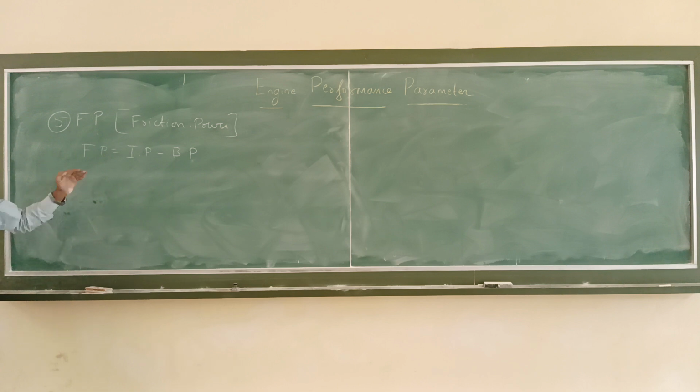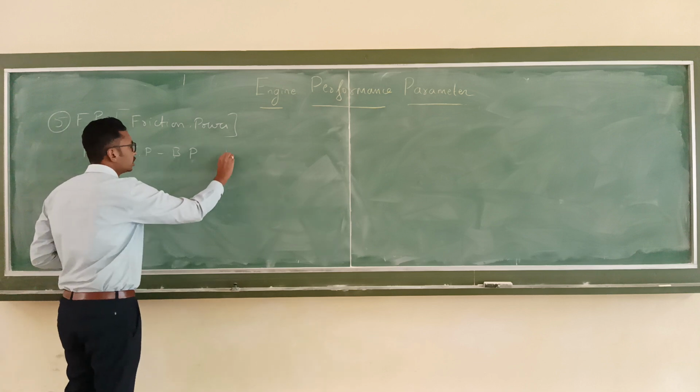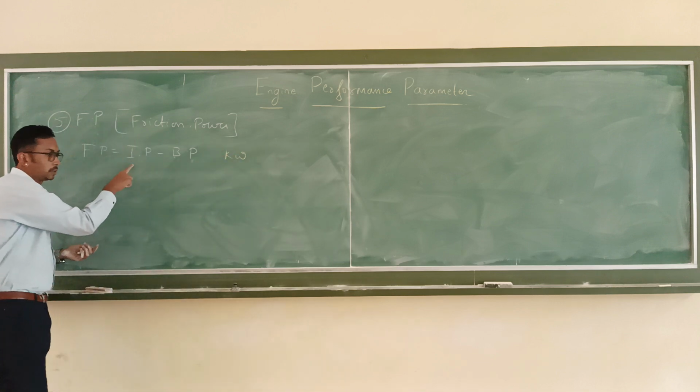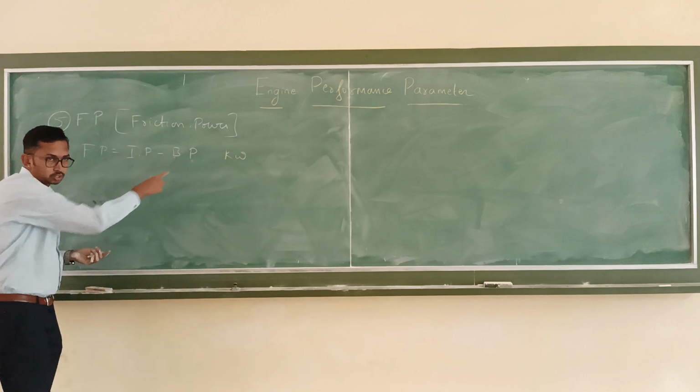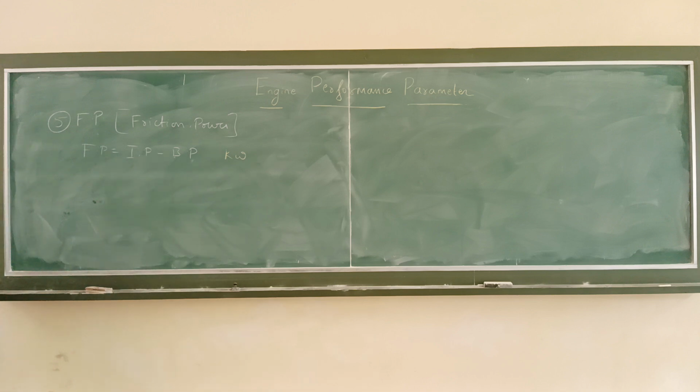Is it clear? So what is the unit of FP? Kilowatt only, no? IP is also in kilowatt. BP is also in kilowatt. So the difference will be also in kilowatt. Is it clear? So this is the friction power.